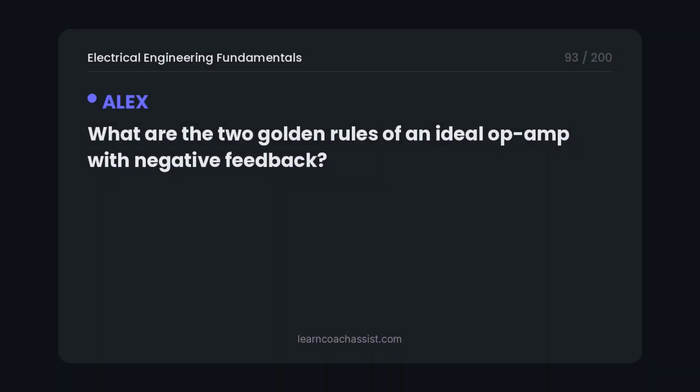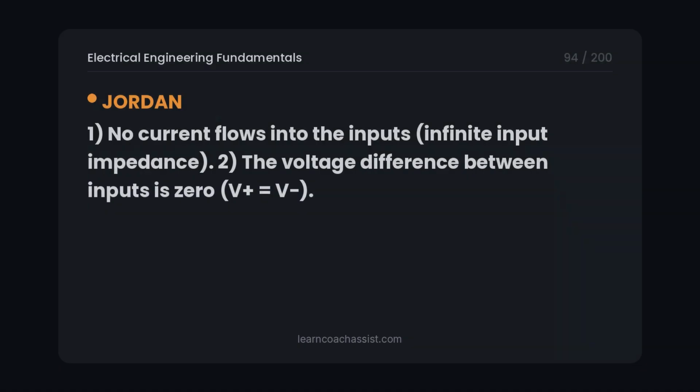What are the two golden rules of an ideal op-amp with negative feedback? 1. No current flows into the inputs, infinite input impedance. 2. The voltage difference between inputs is 0, V plus equals V minus.